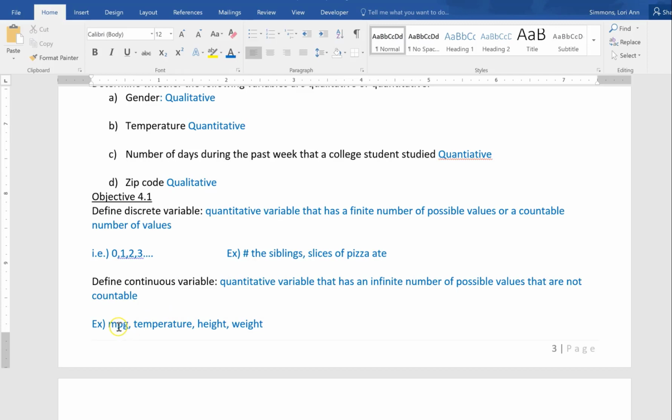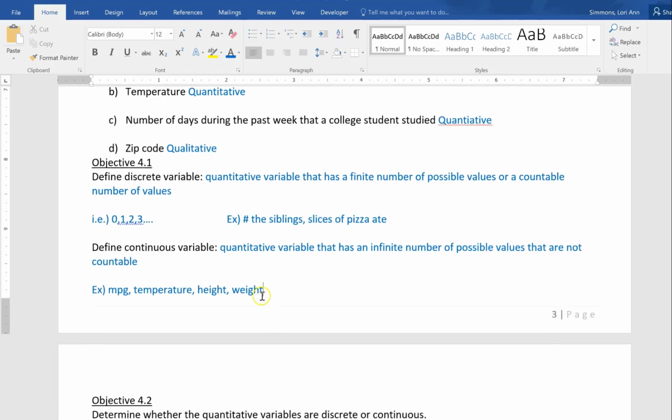All of these are going to have some kind of decimal. So 32.1 miles per gallon. Temperature could be 50.1 degrees outside. Your height could be 60.4 inches. You could weigh 137.8 pounds. So when you look at a number, be careful though. If it has a decimal, it might not necessarily mean it is continuous. So be careful of what you're looking at.